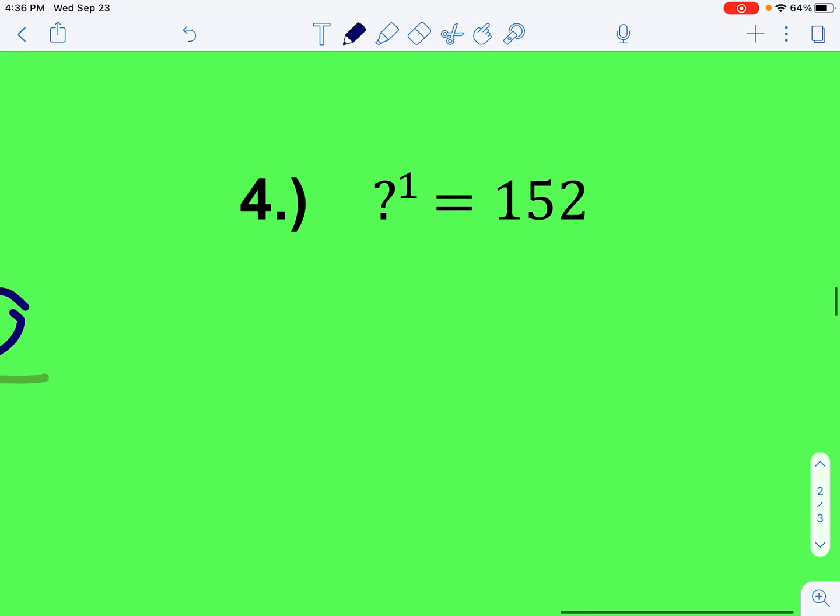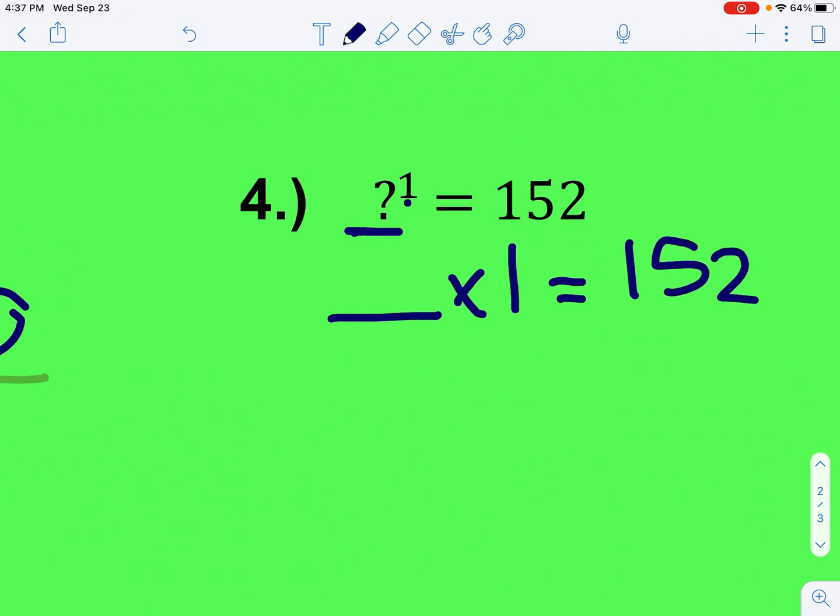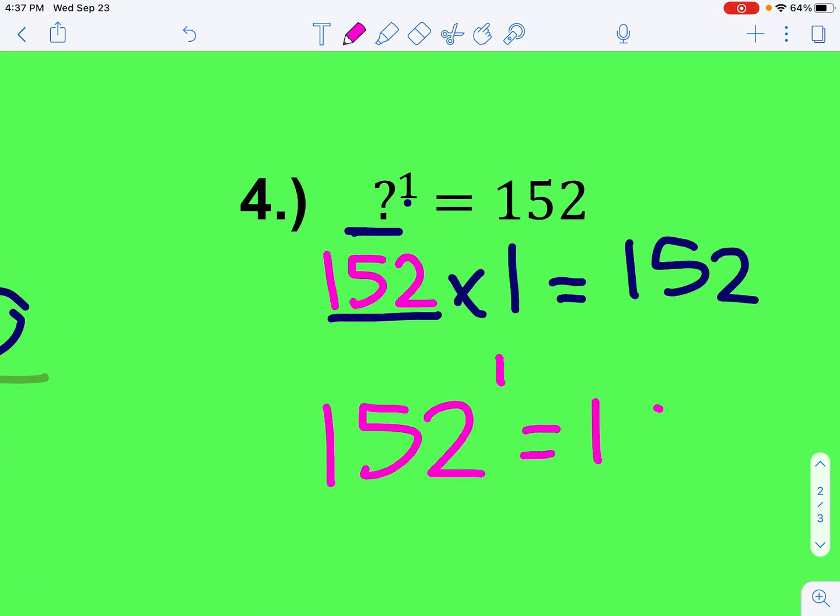Our last one. We need to figure out what number to the 1st power is equal to 152. What this is saying is what number times 1 is equal to 152. So my answer is 152 to the 1 power is equal to 152.